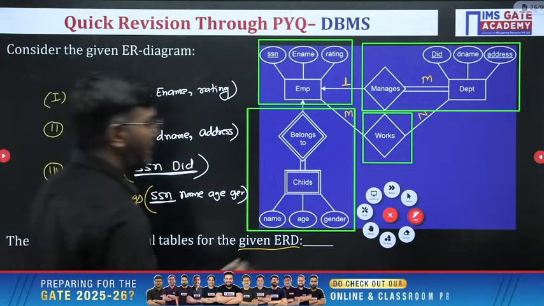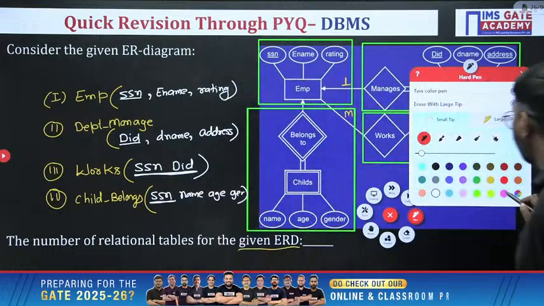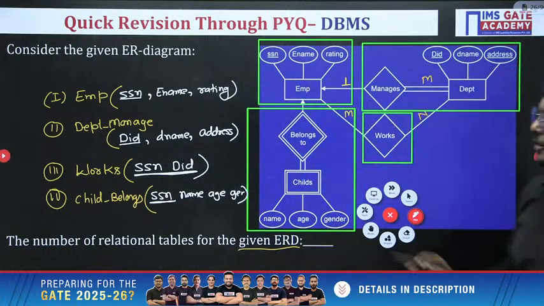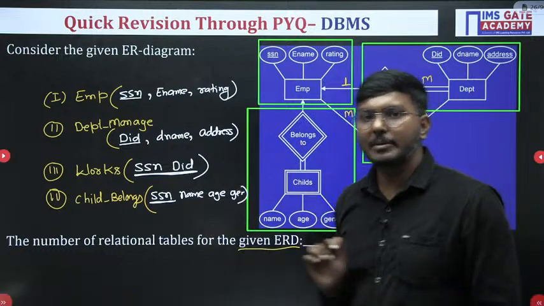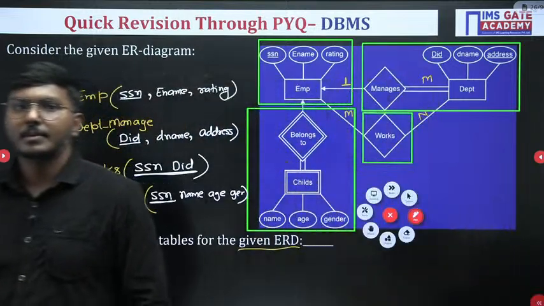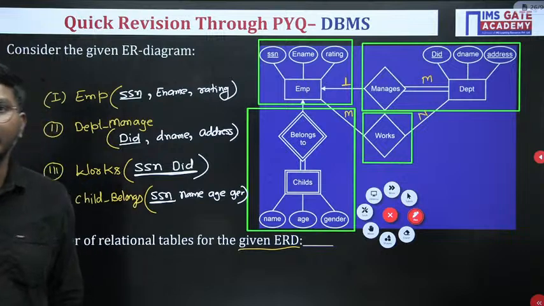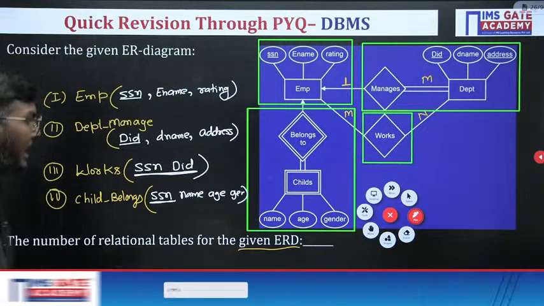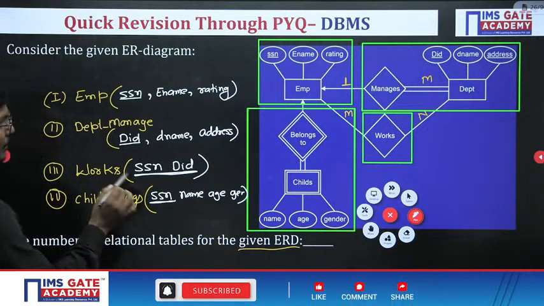Fine, done. Now let's also define how many foreign keys there will be. So 4 tables is confirmed. How many foreign keys will be there here? How many? 2. SSN, ID, yeah, 2 tables. Here 2 absolutely for this works. Fine. So how many foreign keys will be there?